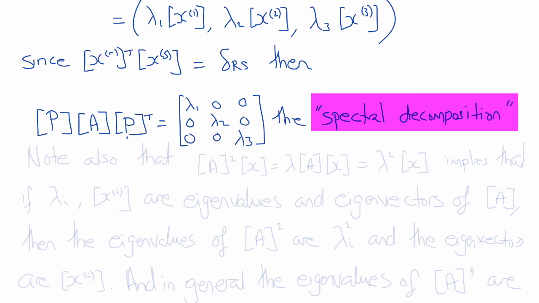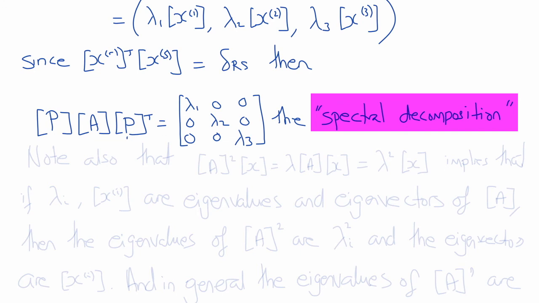And it shows you that the problem of solving for the eigenvalues of A is equivalent to the problem of finding the modal matrix that will transform the components of A to be the matrix with the eigenvalues along the diagonal.